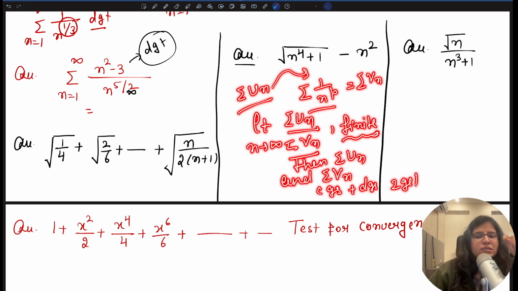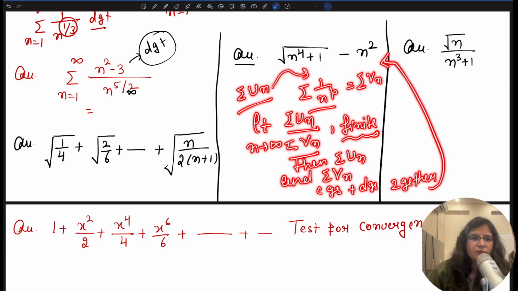p test का सबसे ज़्यादा use किया जाता है comparison test में. This is called the comparison test. We are basically comparing the given series to another series जिसका convergence और divergence मुझे पता है. So we will compare this series to any 1 by n type of series, 1 by n to the power p type of series. अब आप p कैसे decide करोगे वो समझ लेते हैं.